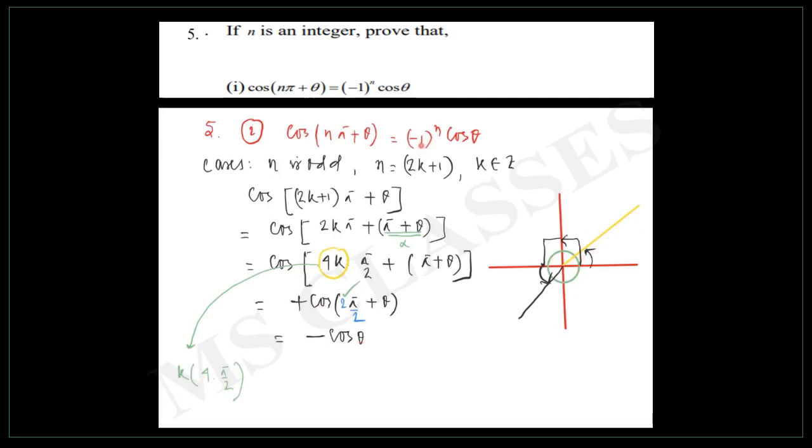They have told to express minus 1 to the power n cos. Now children, here can I write minus 1 to the power of n? Why minus 1 to the power n? Because here n is what? n is odd. Minus 1 to the power of an odd number will give you what? Minus 1. So that is the reason we have written minus 1 to the n cos theta.